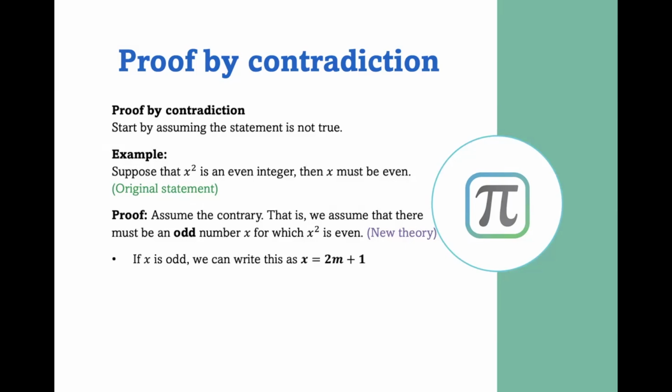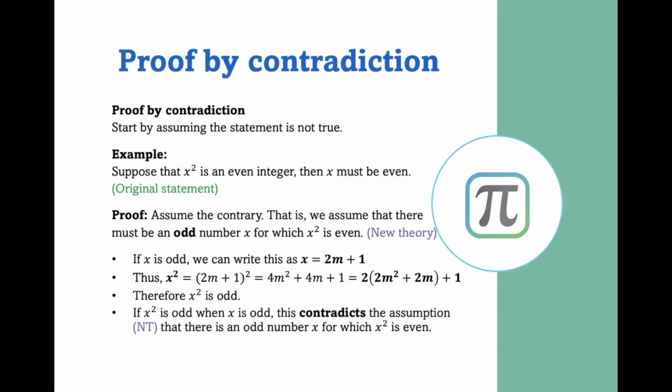We then work through this. So if x is odd, from part 1 of the tutorial, we know we can write this as x equals 2m plus 1 for some integer m. Thus, x squared can be written as (2m plus 1) all squared. And then if you expand this and rearrange this and then reapply brackets, we can write this as 2 times (2m squared plus 2m) plus 1 at the end. And this means that x squared is odd.